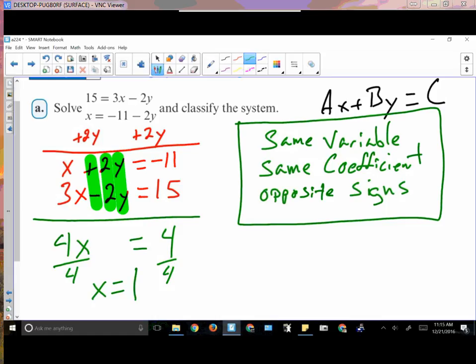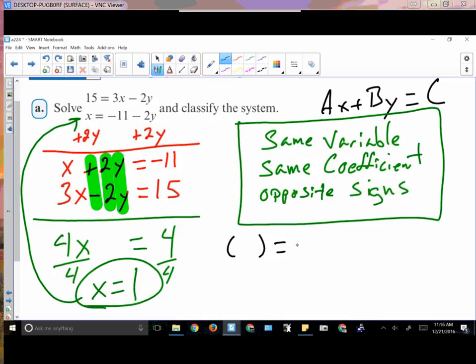Now, just like when we had done the substitutions, we substituted one variable in for another, went through the whole process, solved it for a variable. Now all I have to do is put this back into one of these. Which one? Absolutely does not matter. So I'm going to take my x is equal to 1, and put it back up here in the second equation. Which equation, like I said, doesn't matter.